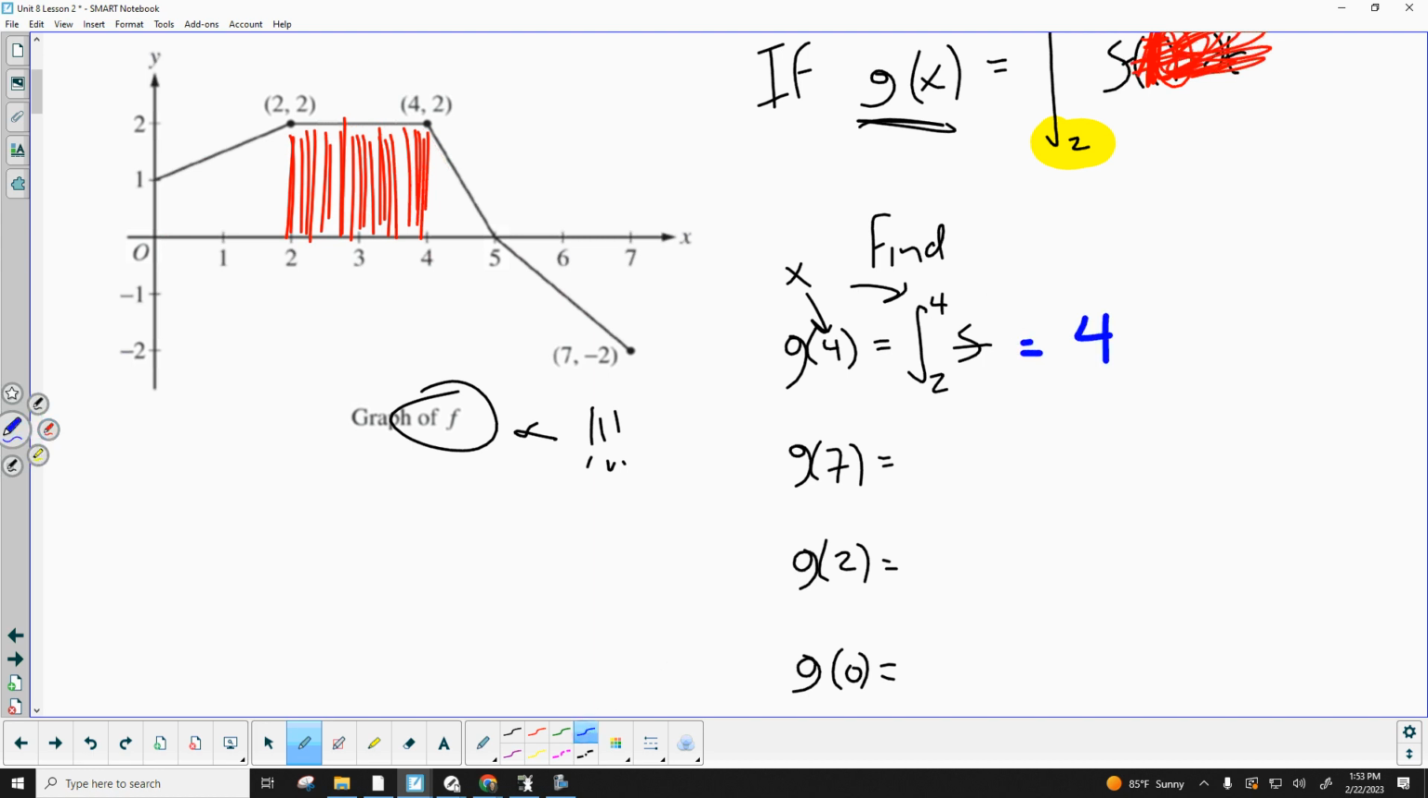I would like you to find g of 7 and g of 2 and g of 0. And while we're at it, find g of 5. Go. Do a little bit of work. All this is just some geometry and areas, and you guys are filling in the areas under this function.